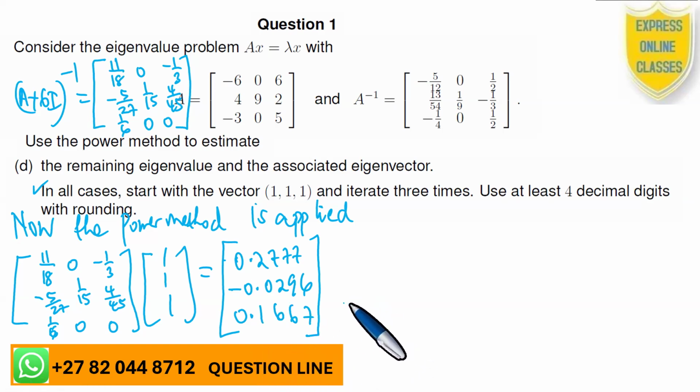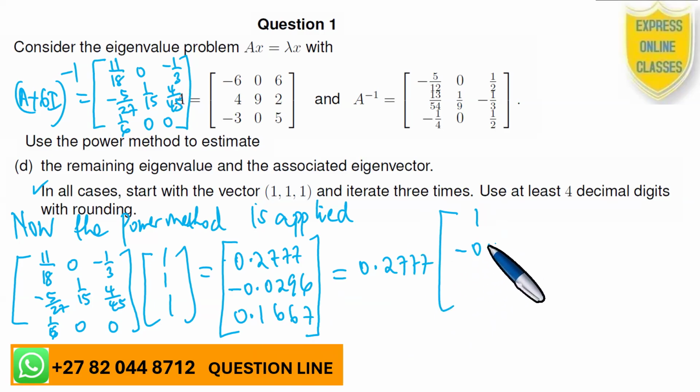Now we're going to extract the most dominant in terms of magnitude. So 0.2777 is the biggest one of 0.0296 and 0.1667. So we're going to extract 0.2777. And now in the end, we divide everything. So it's 1 here. You divide this by that, you'd get minus 0.0296. Dividing these by that, you get 0.1667.